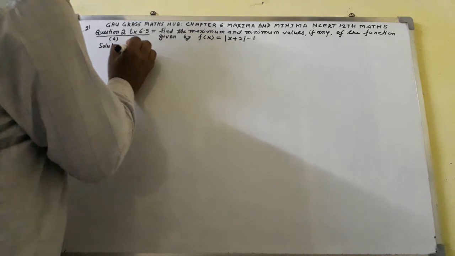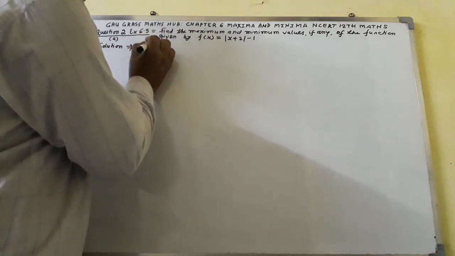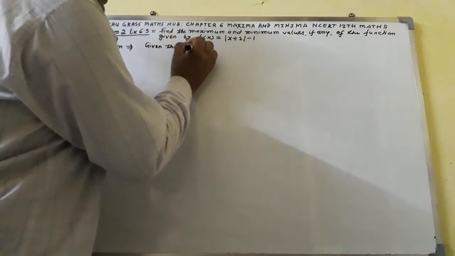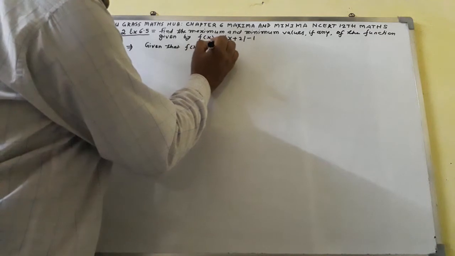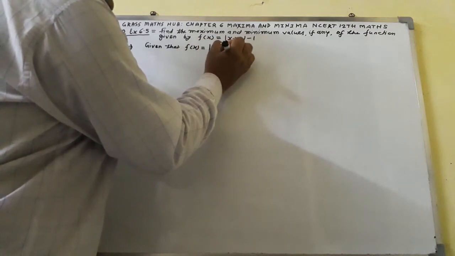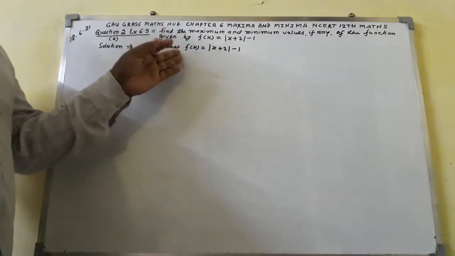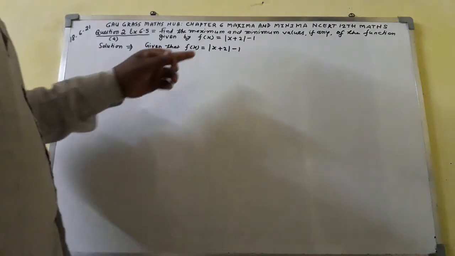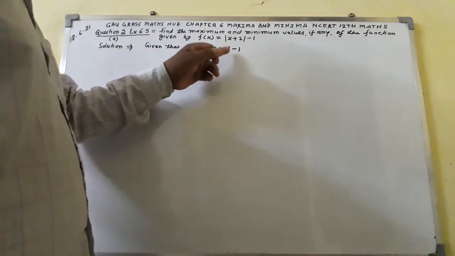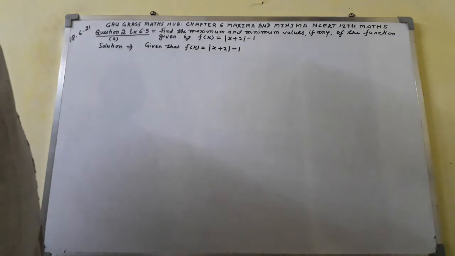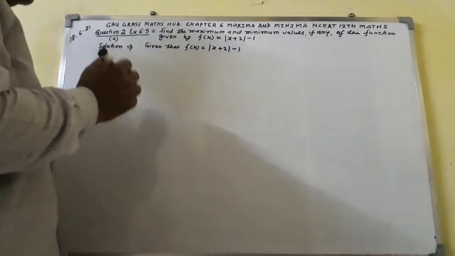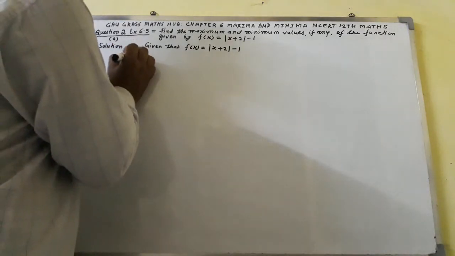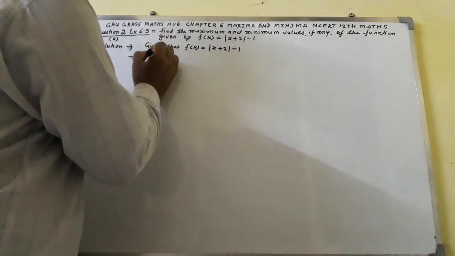Solution. Here I shall write, given that f of x equal to mod x plus 2 mod minus 1. This is the given function I have written here. Here you can see mod x plus 2 mod. What to do in this case? Here I shall take the first term, so here I shall write, implied that mod x plus 2.